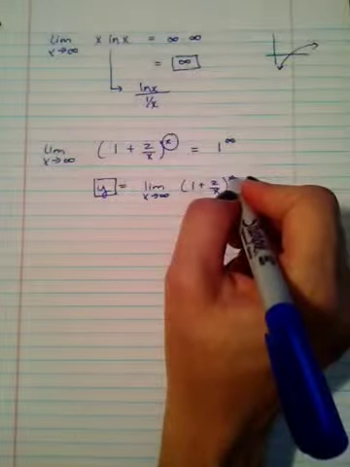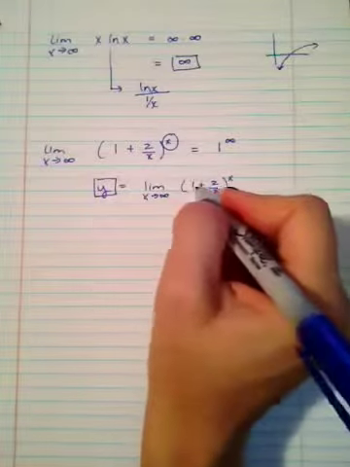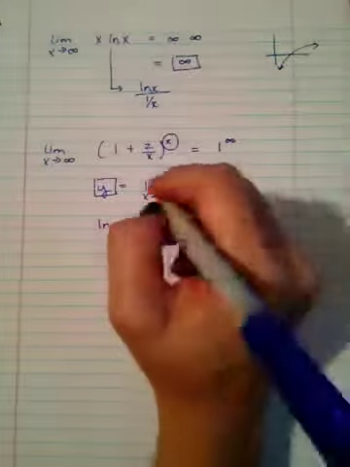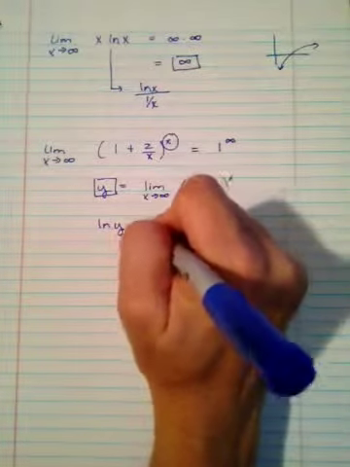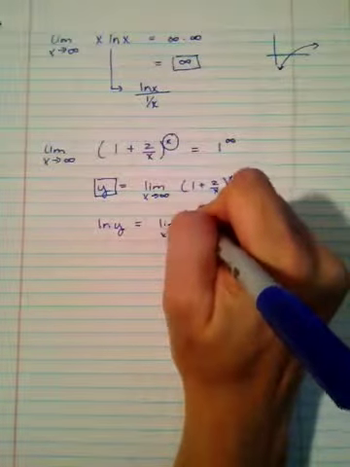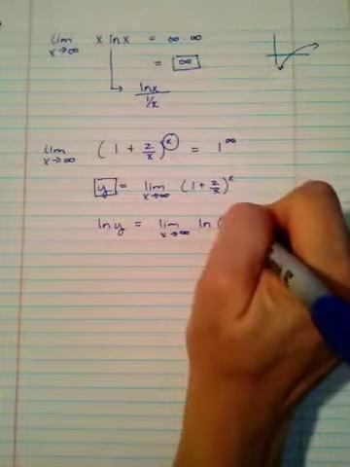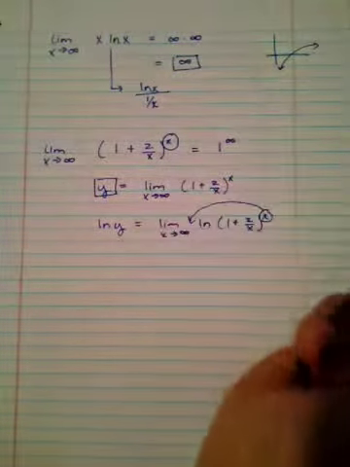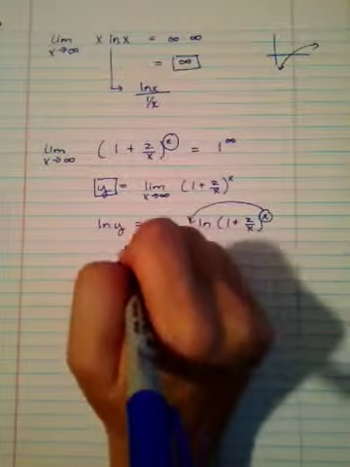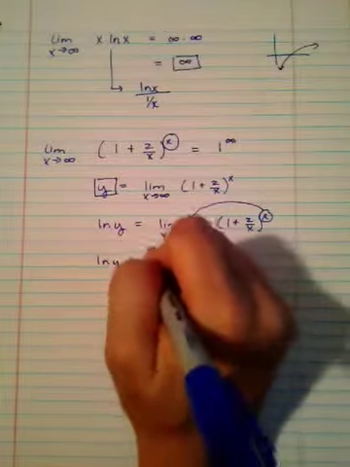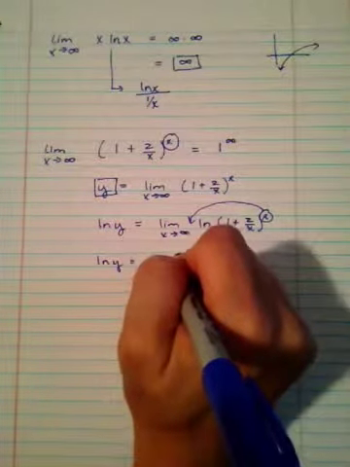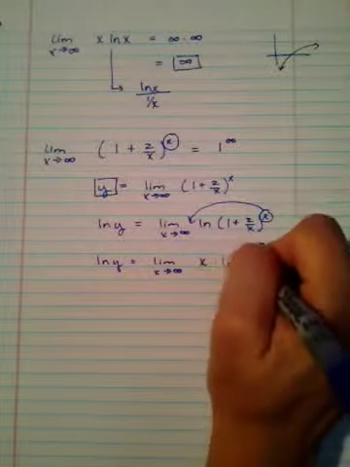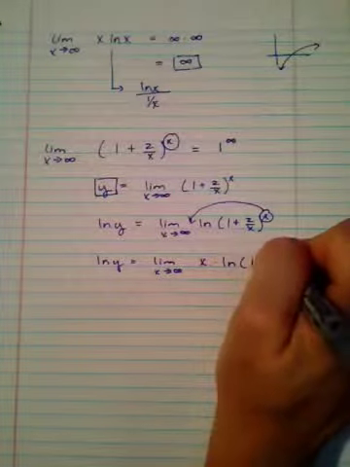Well, I want to bring this x down. So now that I have two sides of an equation, I can take the natural log of both sides. So the natural log of y equals the limit as x approaches infinity of the natural log of (1 plus 2 over x) raised to the x. And that is going to let me take this x and bring it up front. So the natural log of y equals the limit as x approaches infinity of x times the natural log of 1 plus 2 over x.